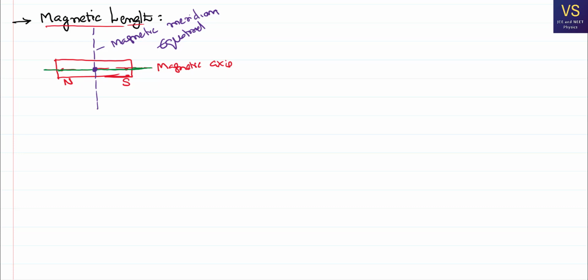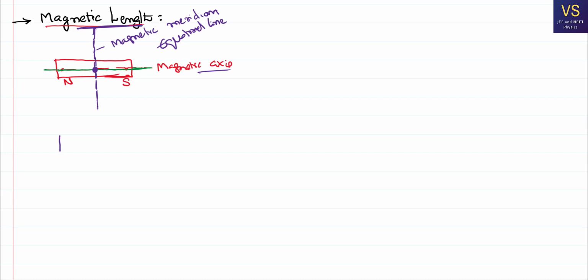So a magnet has two lines. The line passing through the poles and the center of the magnet is called the axial line. The line passing through the center of the magnet but perpendicular to the axial line is called the equatorial line. Let's take that point into consideration and continue our discussion further. Our core video is regarding magnetic length. Let's talk about what we mean by magnetic length.